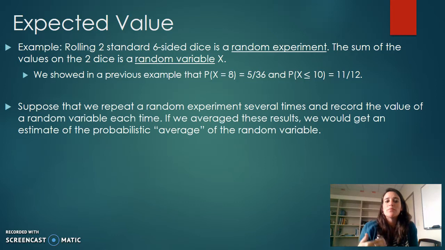Suppose that we repeat a random experiment several times and record the value of a random variable each time. If we averaged these results, we would get an estimate of the probabilistic average of the random variable.